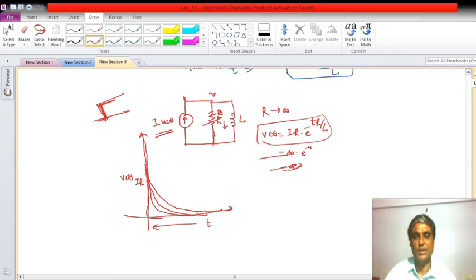Next class we will discuss how to solve the circuit using the mathematical equation, by the use of ordinary differential equation and Laplace transform.